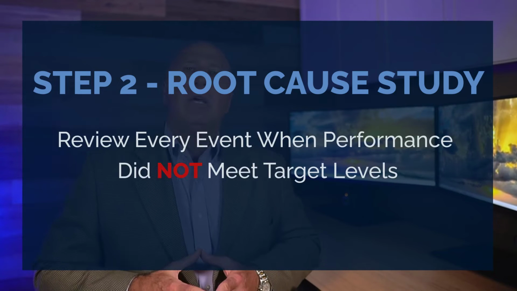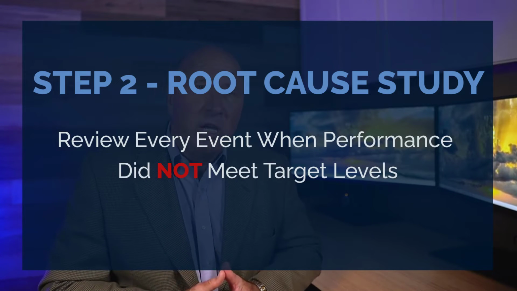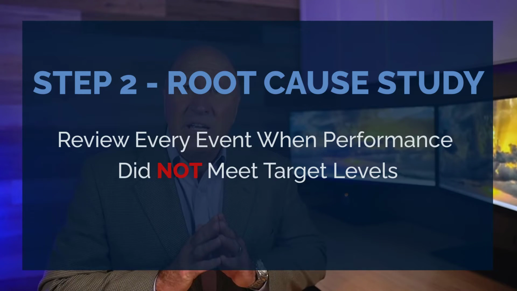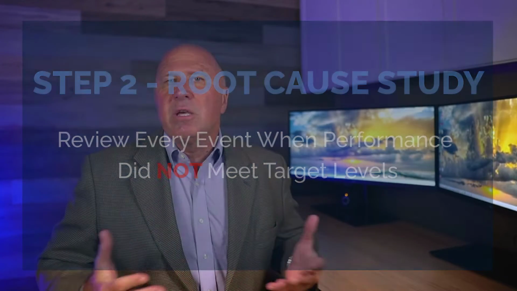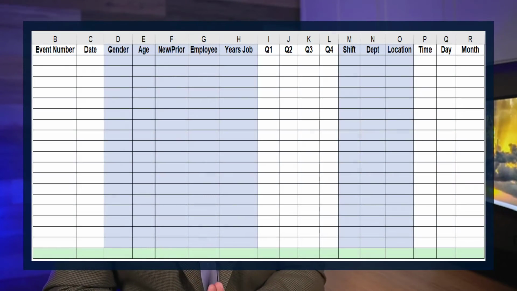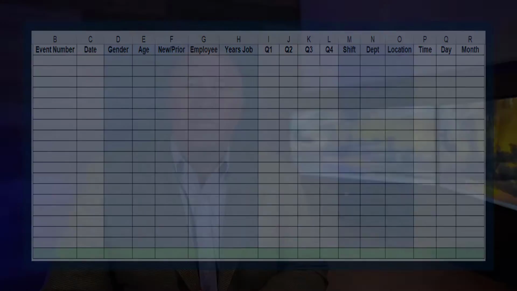With the list of possible root causes identified by the 4W, step 2 is where you're going to conduct a root cause study. Now, a root cause study is where your team will review every event when performance did not meet required target levels. This can be accomplished as a retrospective study, looking at past events, prospective, looking at ongoing events, and most commonly it's a combination of retro and prospective. And then as you review every event not meeting target, you're going to record your findings in the root cause check sheet.